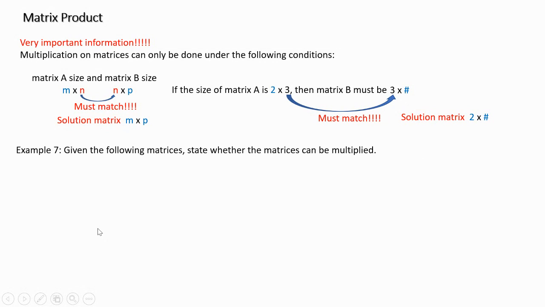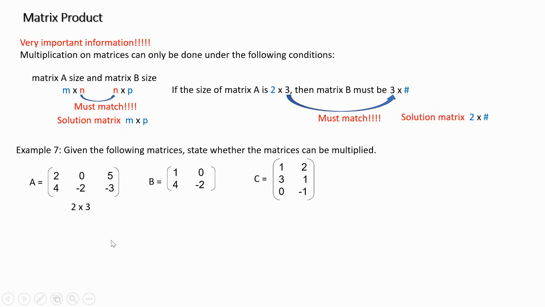Example 7. Given the following matrices, state whether the matrices can be multiplied. Okay, so please, guys, also try to participate so I can make sure that you understand the concept. Can we multiply the matrices? Let's find out.